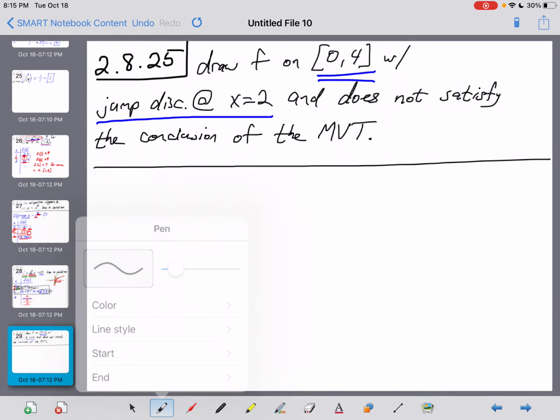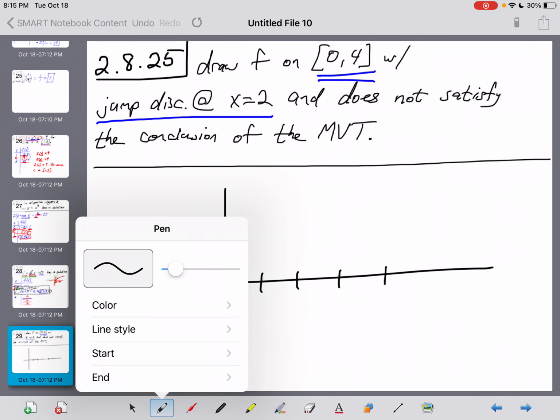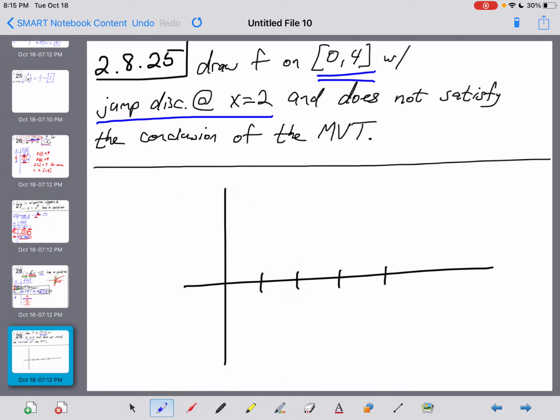So I've got to try to draw something here, guys, that's going to do something like this. And I'm just going to go 1, 2, 3, 4, and here you go. And it's got to have a jump discontinuity at 2. And if you remember this from earlier in the chapter, a jump discontinuity at 2 means that your left-hand limit and your right-hand limit are not going to be the same.